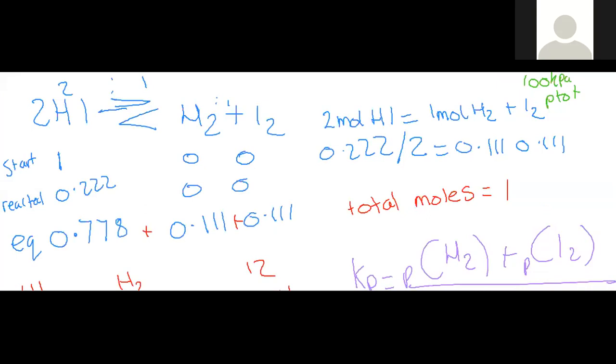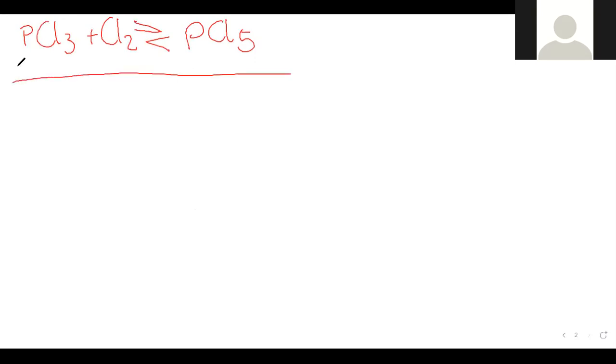New page. Let's put this equation at the top. So we've got PCl3 plus Cl2 goes to PCl5. Okay, so at the start, we're going to basically put this into a table for now.